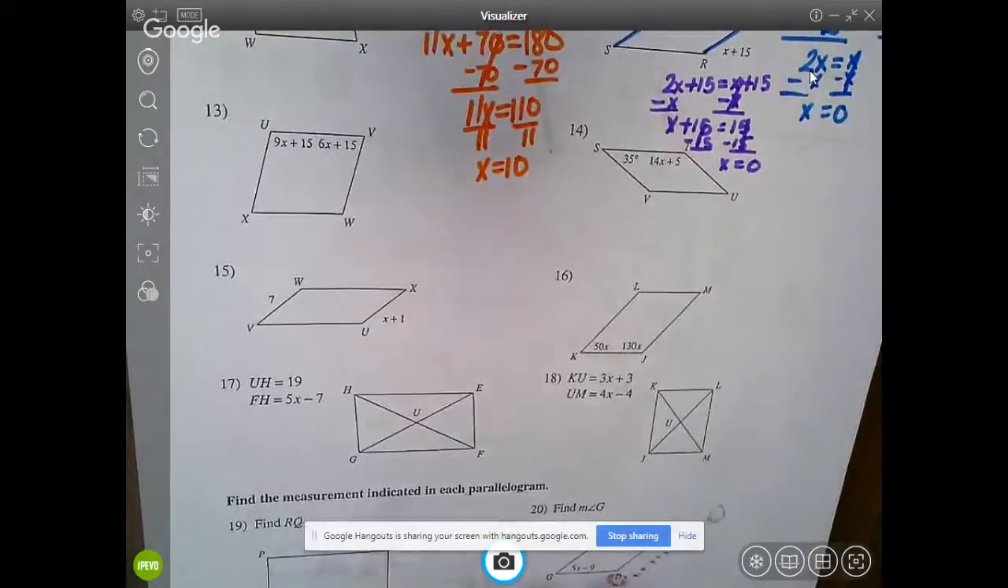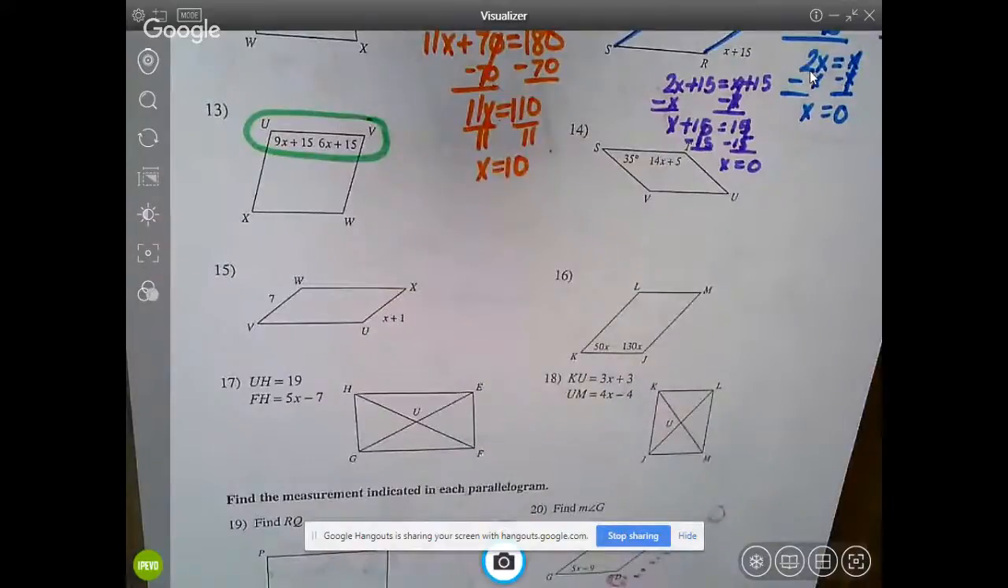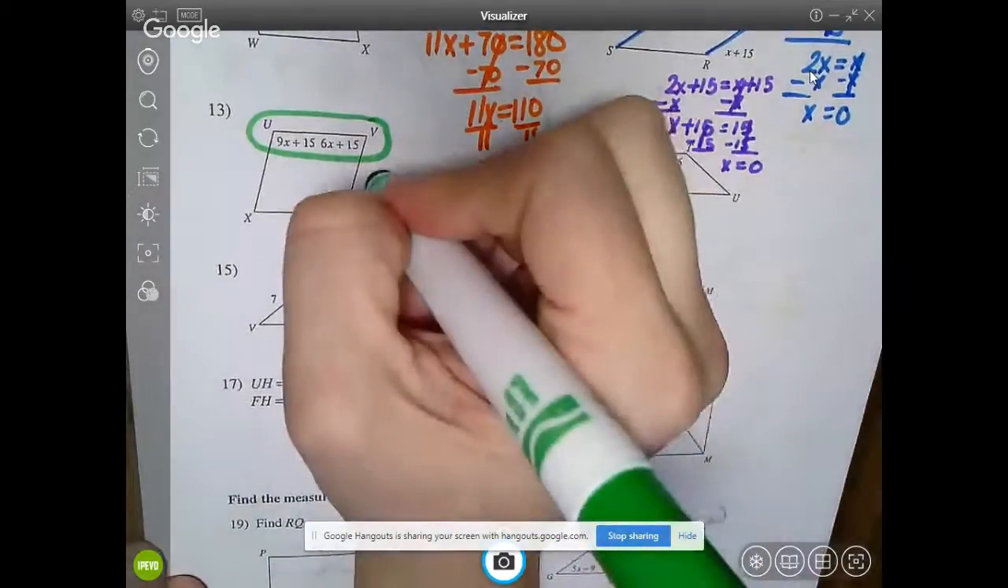Okay. All right. Are these consecutive or opposite? Consecutive. So consecutive means what? 180. They equal 180.